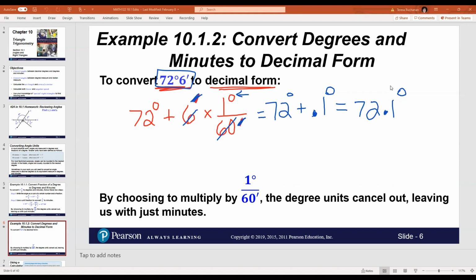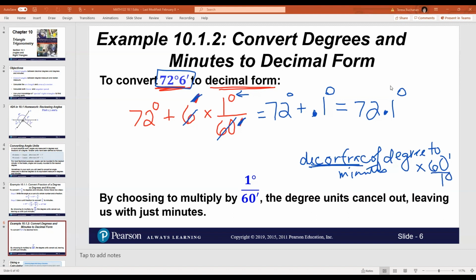Okay, so if we are converting from a partial, either decimal or fraction, of a degree to degrees and minutes, we're multiplying that fraction of a degree by 60 minutes over 1 degree.